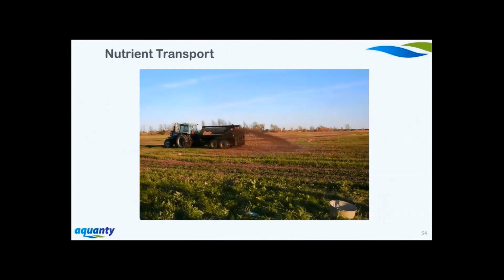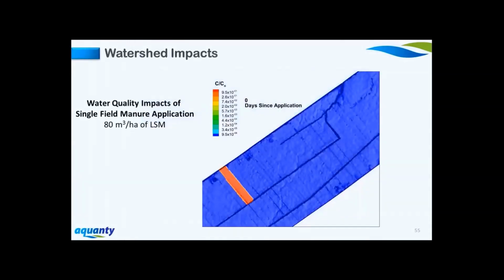Now with that type of model built, we can also use it for nutrient transport simulation. Here what we're going to see is the effects of a liquid swine manure application on one field within that model domain, and how the swine manure can migrate off of the field surface and into the surface water channels. This is an animation showing the initial manure application, and then over a short period of time with some precipitation, that manure is driven off the field surface via surface runoff and into the surrounding drainage channels.